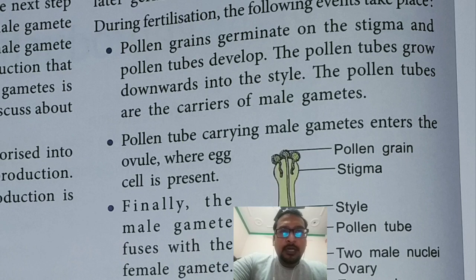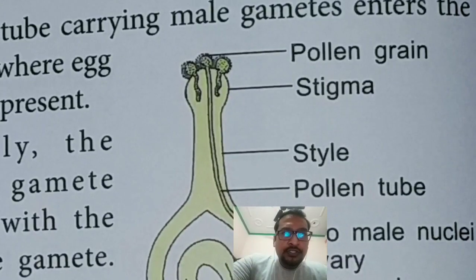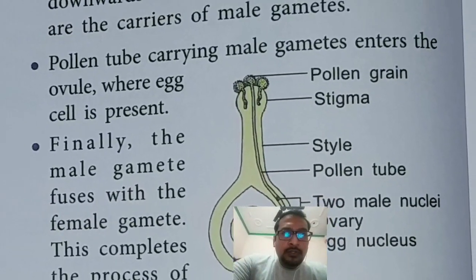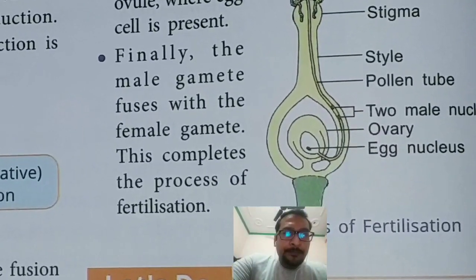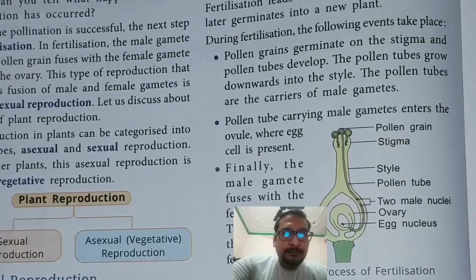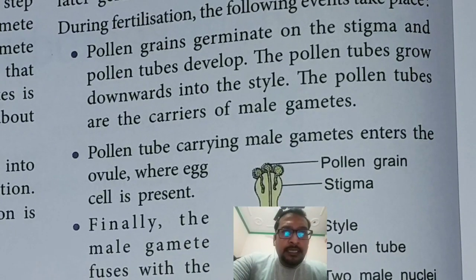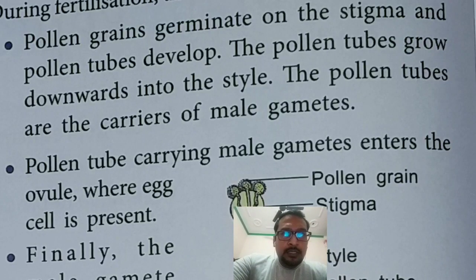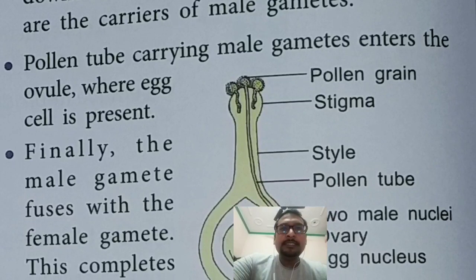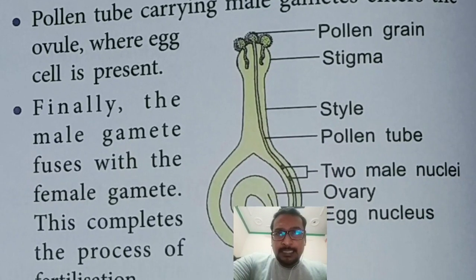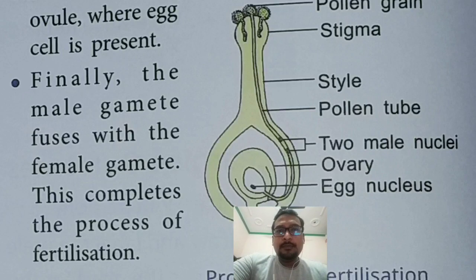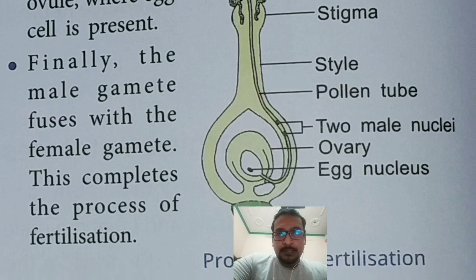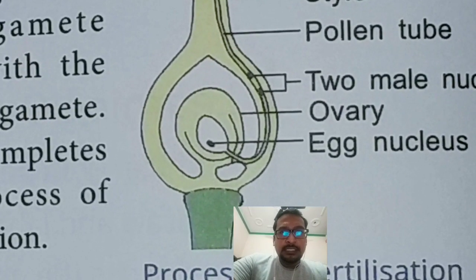So the process is the pollen grains germinate on the stigma and pollen tubes develop. The pollen tubes grow downwards into the style, as you can see in the picture, and then it reaches the ovary. The pollen tubes are also the carriers of male gamete. They carry the male gamete and enter the ovule where the egg cell is present. Finally, the male gamete fuses with the female gamete. This is complete fertilization in a plant.